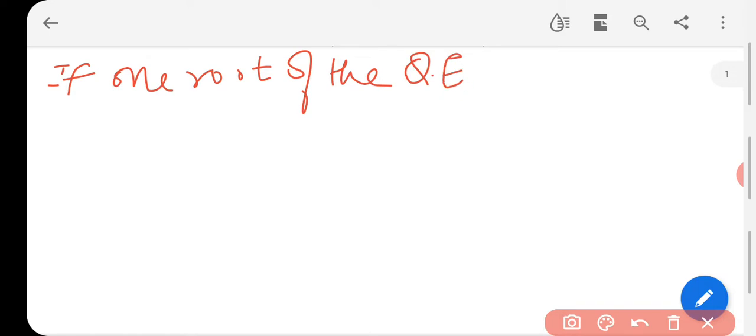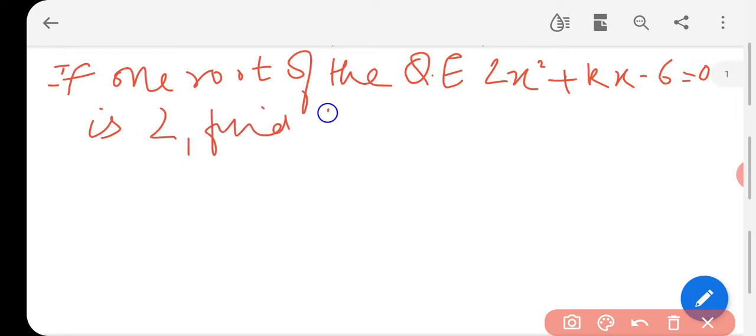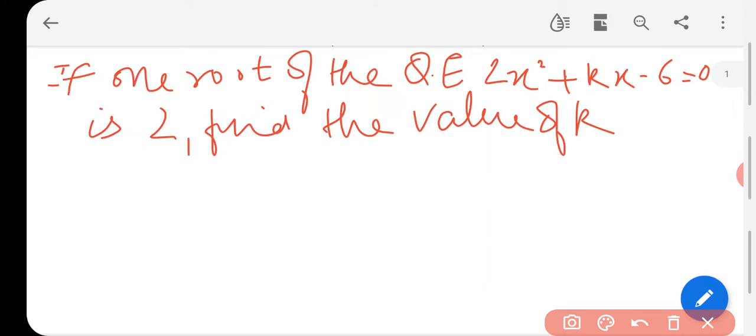Okay, all of you please write down one question, and the question is: if one root of the quadratic equation 2x square plus kx minus 6 is equal to 0 is 2, find the value of k, and also find the other root.